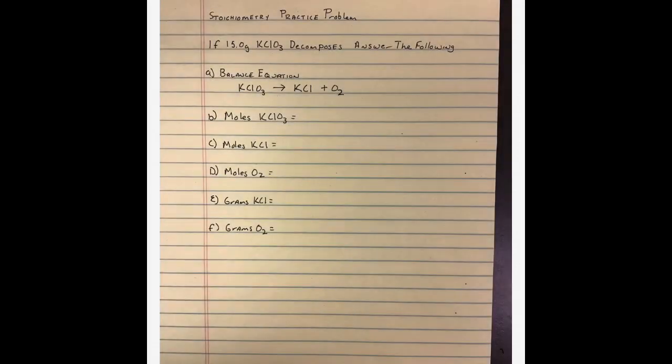In this sample problem, we find that we have 15 grams of KClO3, and we're going to let it decompose. So the first thing we ought to do is balance the equation. We need a 2 in front of KClO3, a 2 in front of KCl, and a 3 in front of O2.